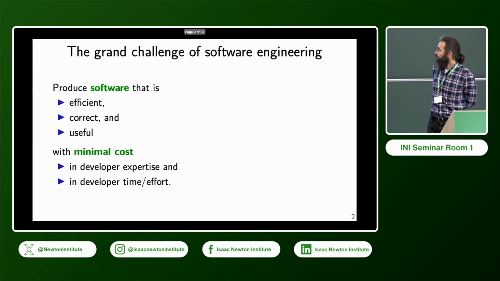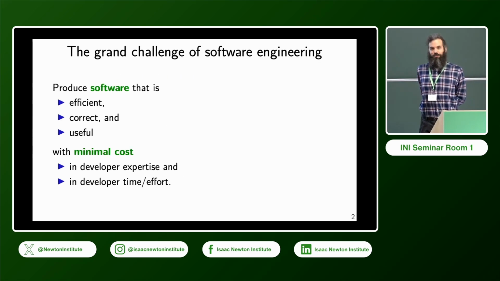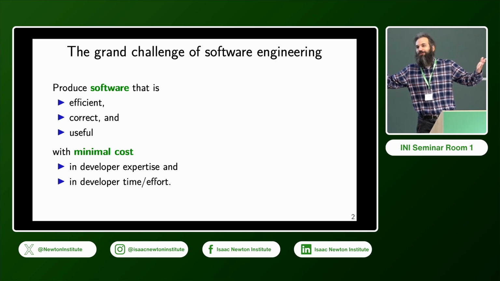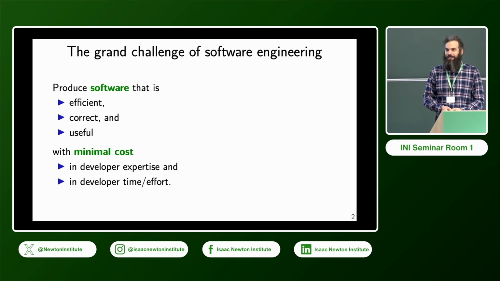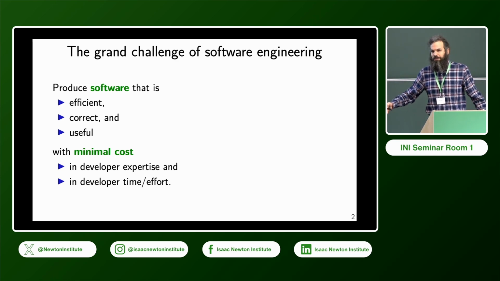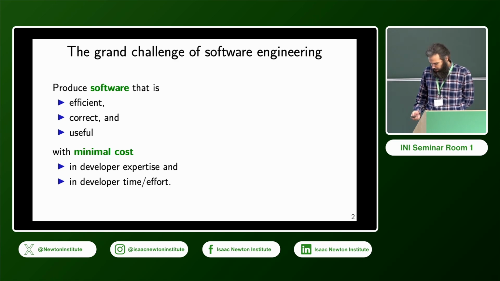So, let's see. What is a grand challenge of software engineering? We want to produce software, presumably, or somebody else to produce software for us. That is, most importantly, efficient. Second, correct. And third, also useful. With minimal cost. So, no expertise required by developers, no time, no effort, use LLMs to generate the software for you, or the spec, everything, and you're done. Well, okay, this is the grand challenge.